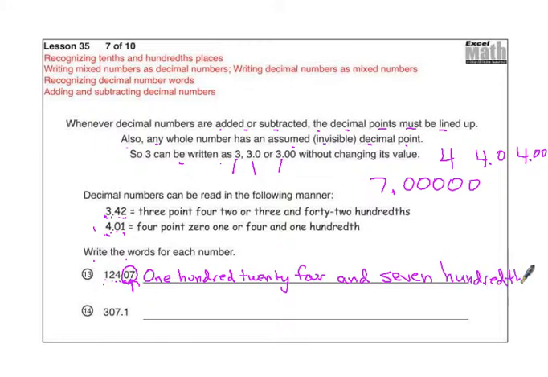Notice how I spell hundredths. You need to spell that right. It's the word hundred, TH, and then an S. All right, pause the video, do number 14. Turn it back on when you're ready to see the solution. You should have written 307.